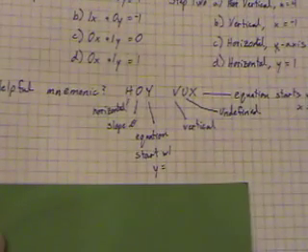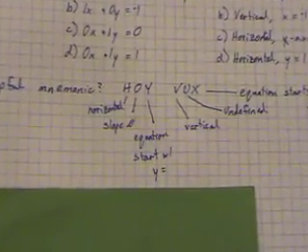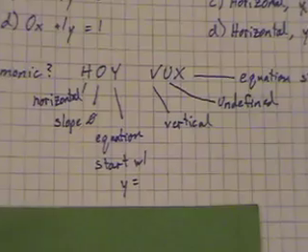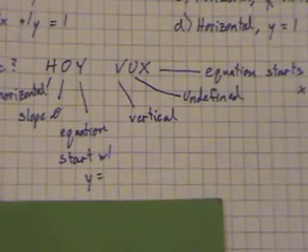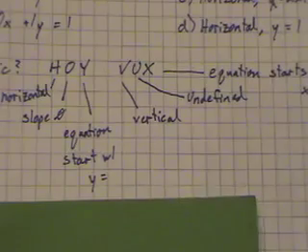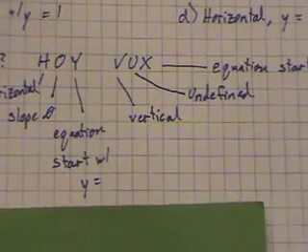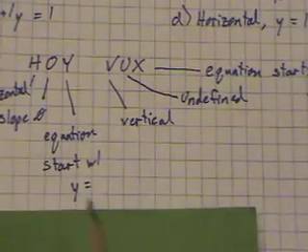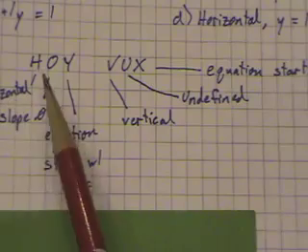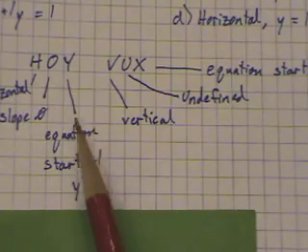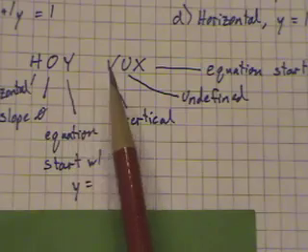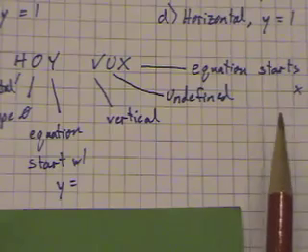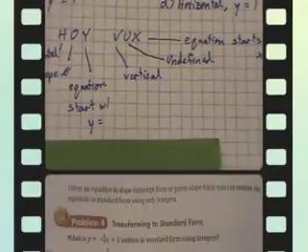There is a mnemonic device that may or may not be helpful for you. If it helps, please use it. Here it is, H-O-Y-V-U-X. Or I suppose you could call it Hoy-Vux, which at least means it's fun to say. And all it is is a couple of nonsense words that stands for this. Horizontal line has a slope of 0, and the equation starts with y equals. A vertical line has an undefined slope, and the equation starts with x equals. There you go. Use it if it helps.